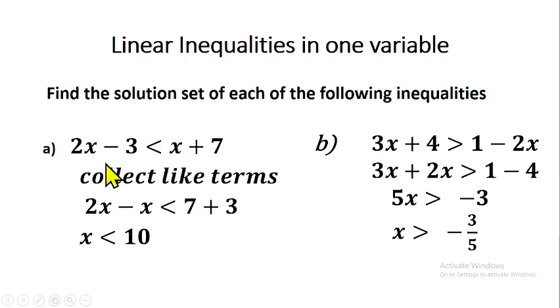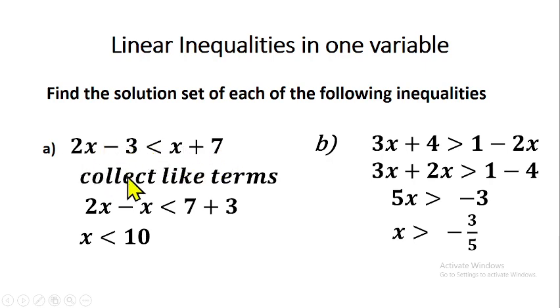So now what do we have here? The first one, we have 2x minus 3 less than x plus 7. We have to find the solution set for each of the following inequalities. We need to solve these inequalities so that you can get the range of values for our x. Now, how do we do that? We have 2x minus 3 less than x plus 7.